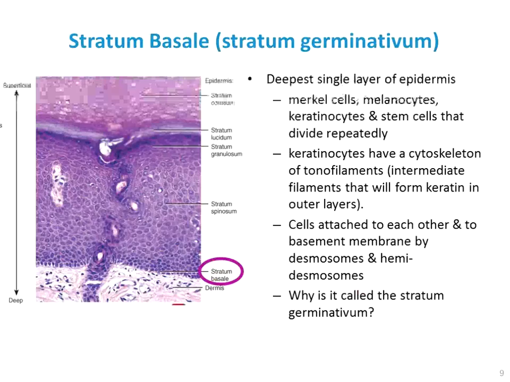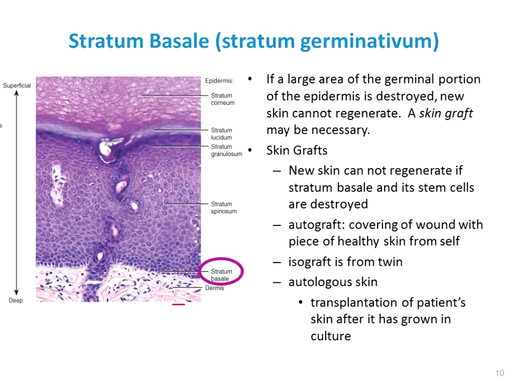function or its structure. Okay, so the stratum basale is also sometimes called stratum germinativum. So germinate means to make new. Like if you germinate plants, you're taking seeds from one plant and making new plants from that plant. So that means the stratum basale is a germinative layer. It's where you can have cell division.